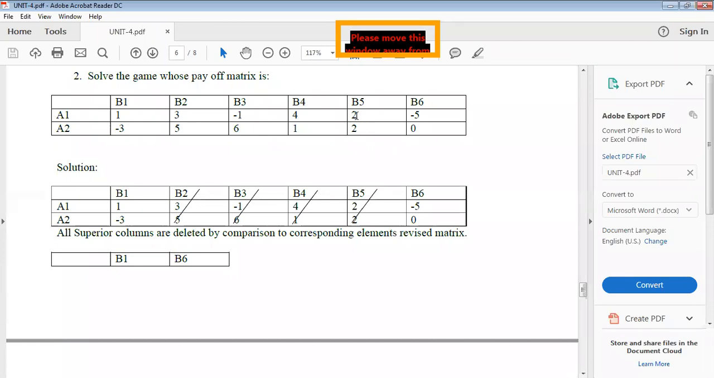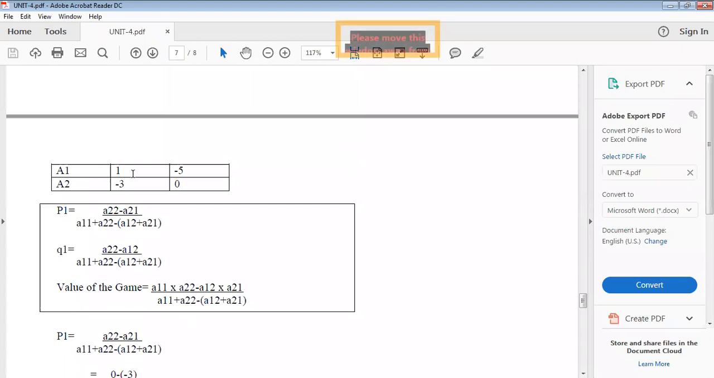2 and 2. 2 is greater than 1. 2 is also greater than minus 3. And this vertical column will also go out. Like that, B2, B3, B4, B5 columns will go out. Finally, you are left with B1 and B6.